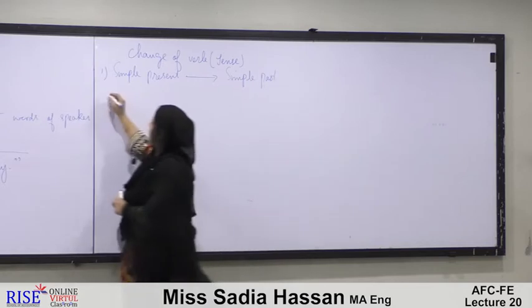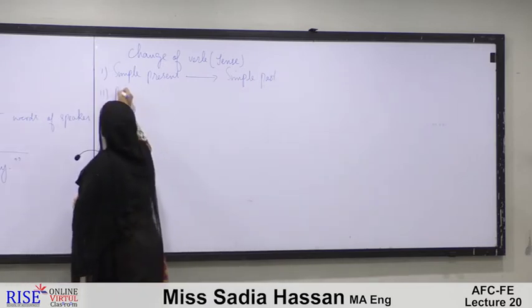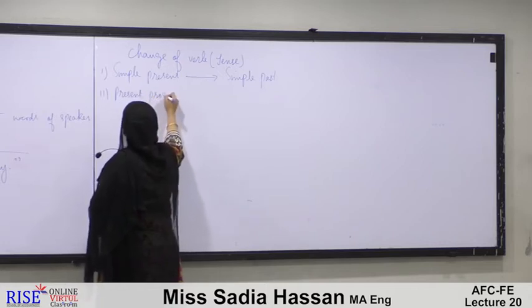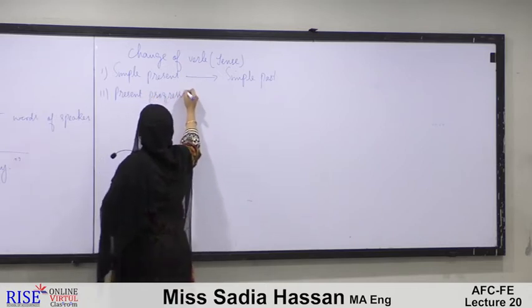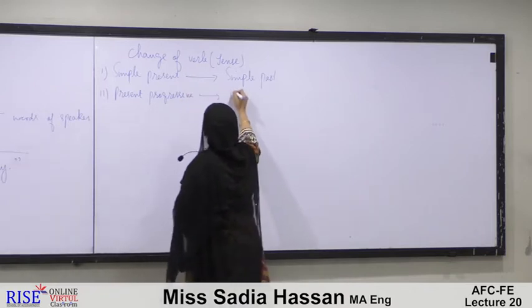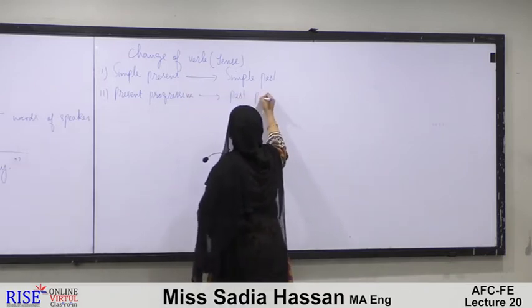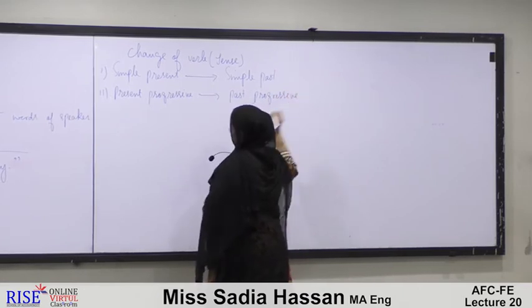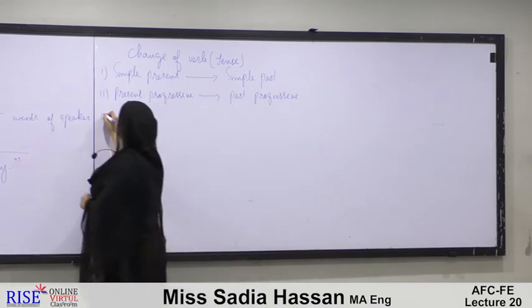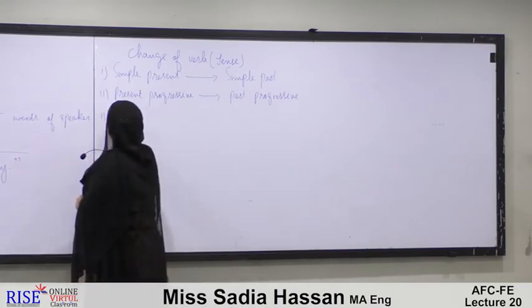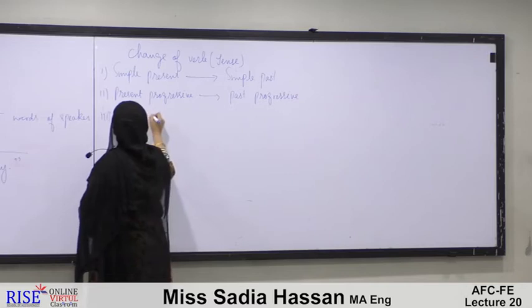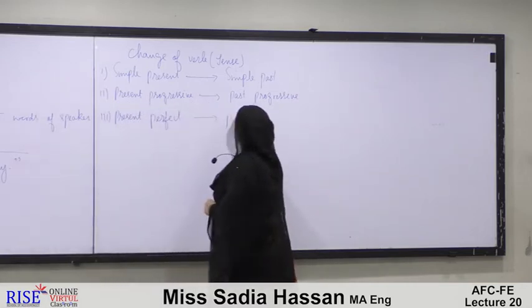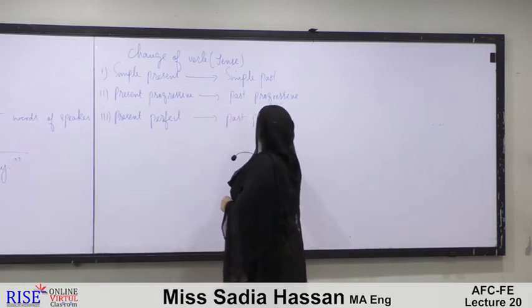Rule number two: present progressive is changed to past progressive. Rule number three: present perfect is changed to past perfect.